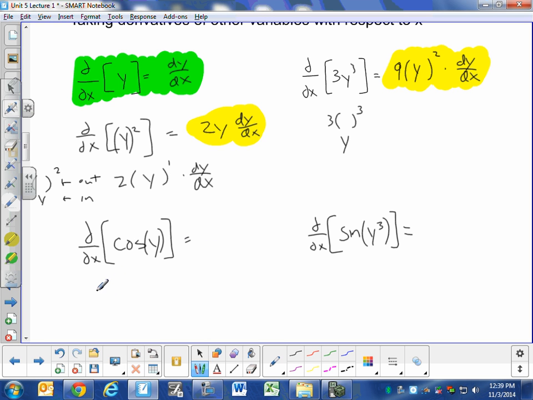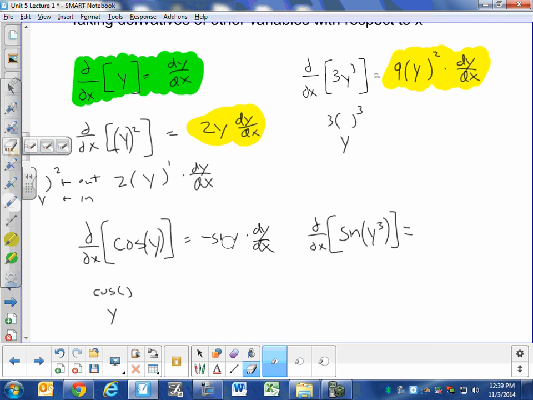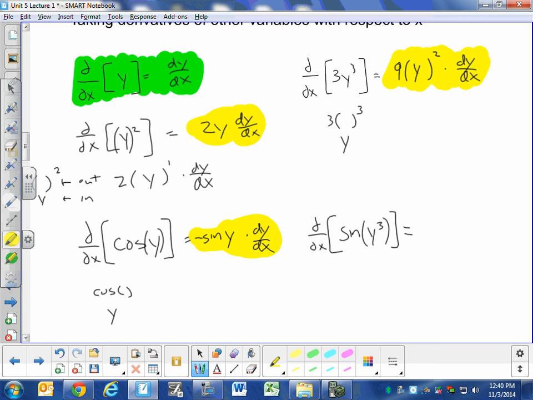Good. Negative sine y times dy dx. Well, what do we kind of notice after doing this chain rule procedure a couple times? Volunteers? Mr. Tabbitt? You always end up with dy over dx. Yeah, we always end up with a dy over dx at the end.